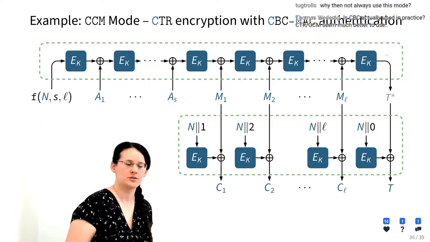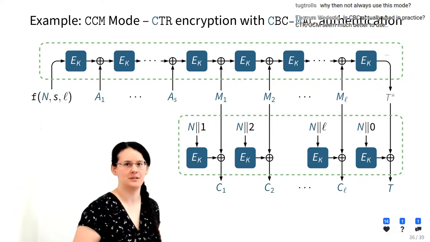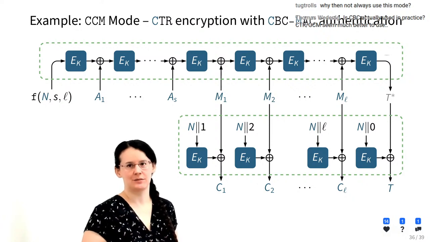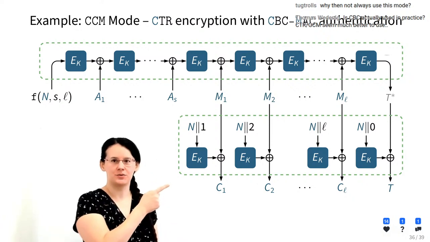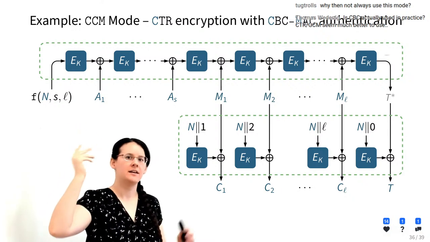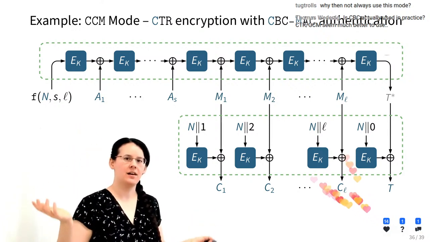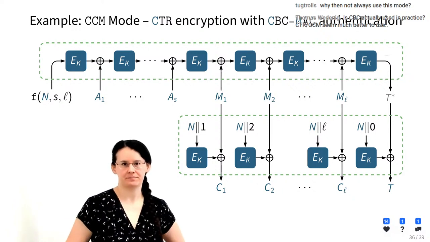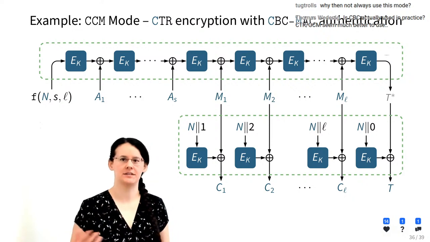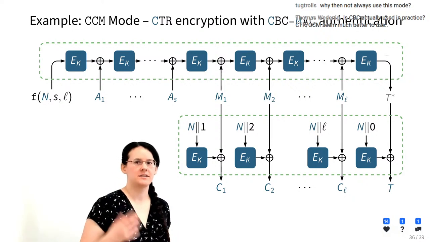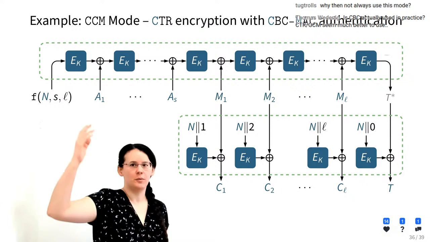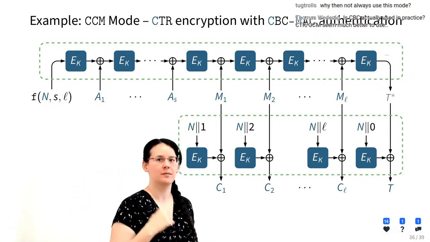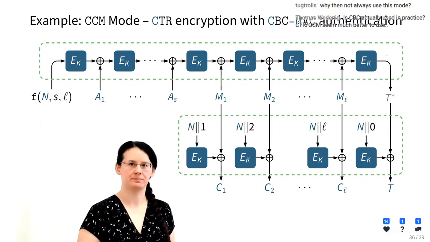So there are many sorts of combinations that you can do with these building blocks, and only some of them are secure. Unfortunately, it's possible to combine secure encryption schemes and secure MACs in a reasonable, simple way and still get an insecure authenticated encryption scheme. I won't go into the details here because this is a bit more complicated, but it's important to keep in mind: if you want to combine encryption and MACs, please don't do it yourself. Please use a predefined mode of operation that does it for you.